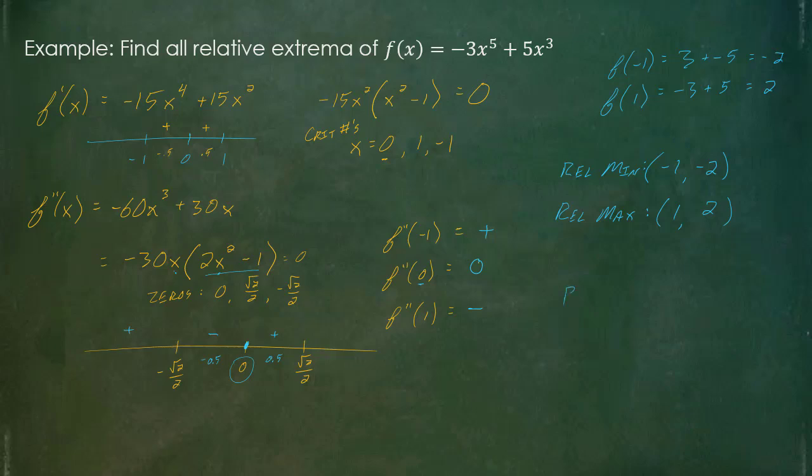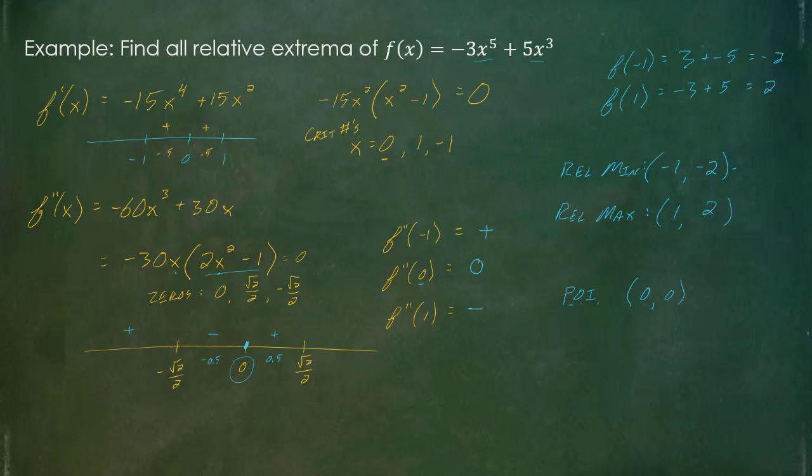So I could, off to the side, say that even though 0 was not a relative min or relative max, it's a point of inflection. And then the y-coordinate is pretty easy to figure out. Plug in 0 for both x's in the original function, and I just get 0 plus 0, which is also 0. So apparently the origin happens to be a point of inflection for this particular graph of the original function.